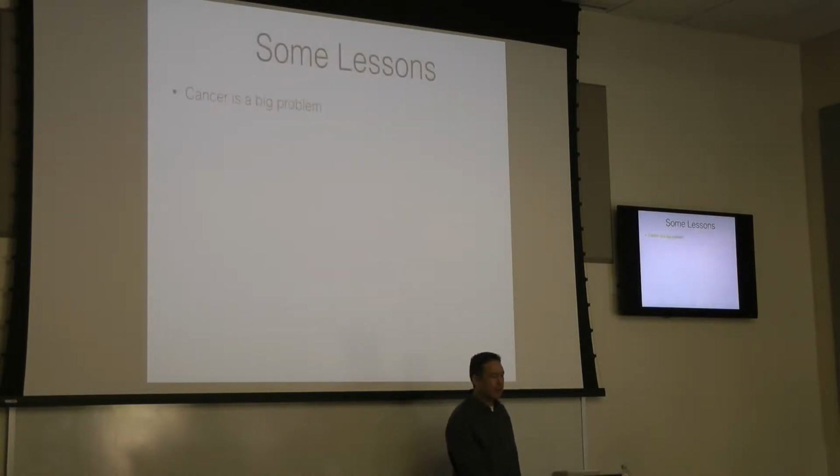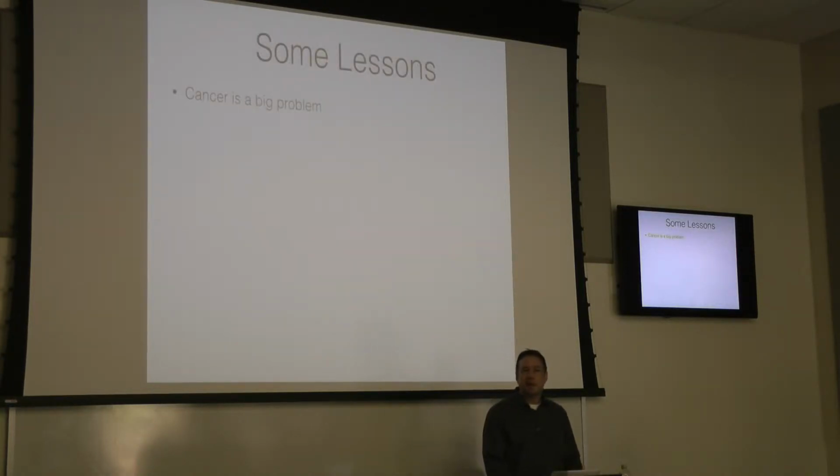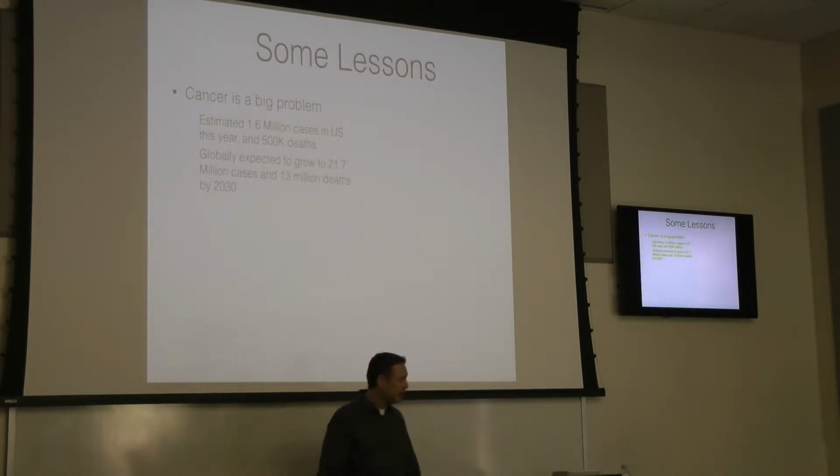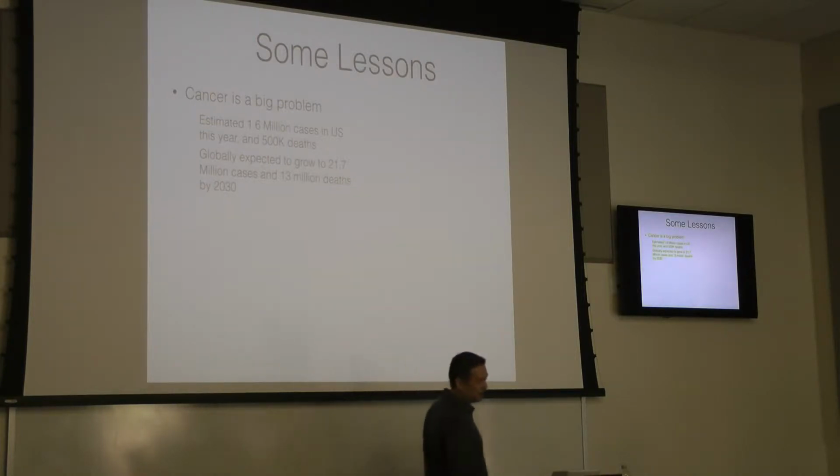All right, so some lessons out of this. First of all, it's a big problem. I think, qualitatively, I don't want to ask for a show of hands, but I think we could all agree. I really do suspect we all know somebody. Here's some basic statistics on that. Expected to be 13 million deaths by 2030. Maybe we could change that number.